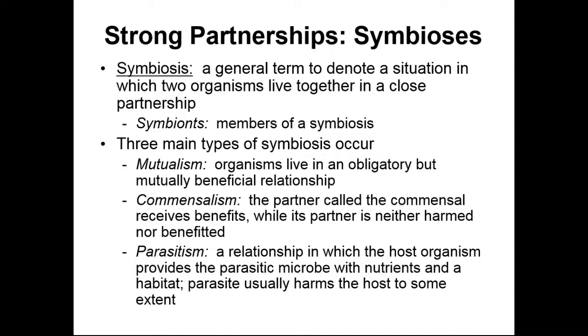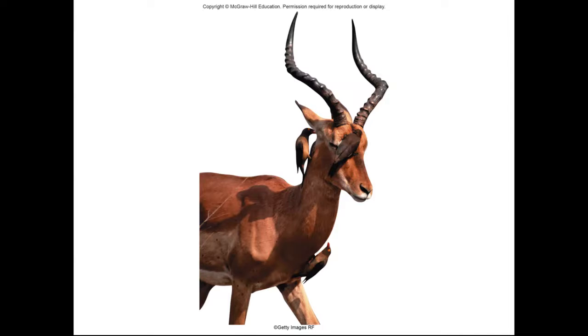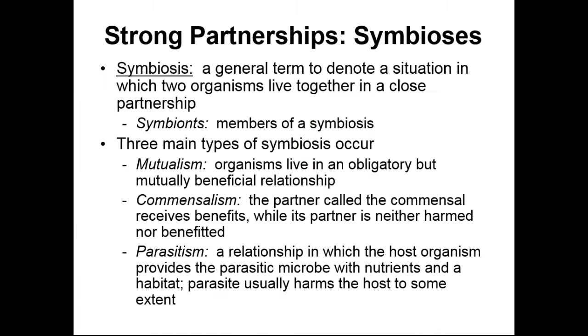So let's talk about the three main kinds of symbioses that we can have. We can have a mutualism. These are microorganisms that help each other out. This is a you-scratch-my-back, I-scratch-your-back kind of relationship. For example, this is a mutualistic symbiotic relationship. Or we can have a commensalistic symbiotic relationship. In a commensalistic relationship, one partner benefits and the other partner is neither harmed nor benefited.